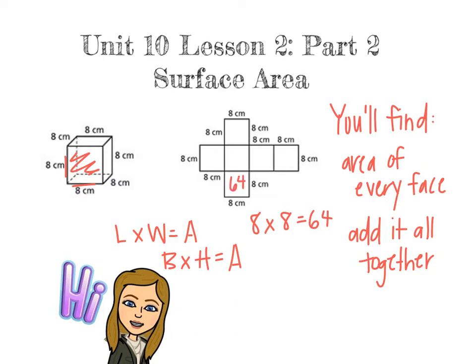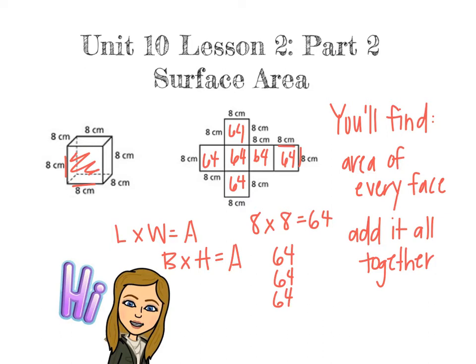Now the nice thing about a cube is because they're all congruent squares, that means every square in this solid figure is going to have an area of 64 because they are all 8 centimeters by 8 centimeters. Now that won't work with every 3D figure, but it does work with a cube because they are congruent squares throughout. So there's 2 different ways I could solve this problem. I could add 64 6 times.